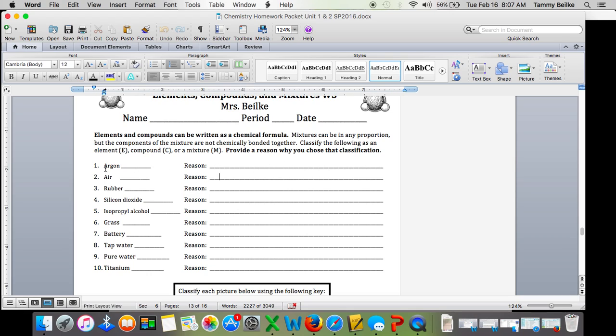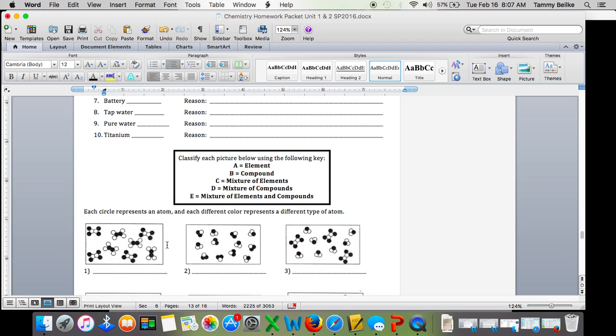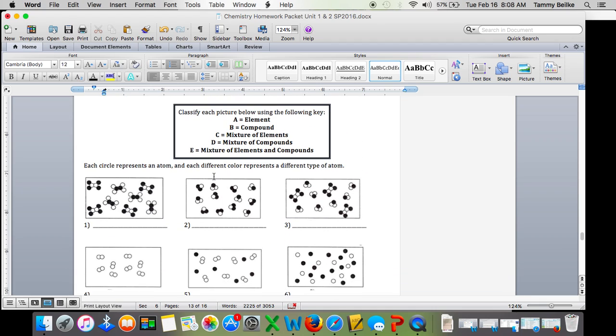So for the first one, argon. Have you ever heard of argon? Well, it's actually on the periodic table, so it is an element. And my reason would be on the periodic table. Easy as that. Okay? Down here, in this section, you're going to be classifying each of the pictures. So you're going to look at each of these and say what is inside that picture. So let's do this first one as an example.